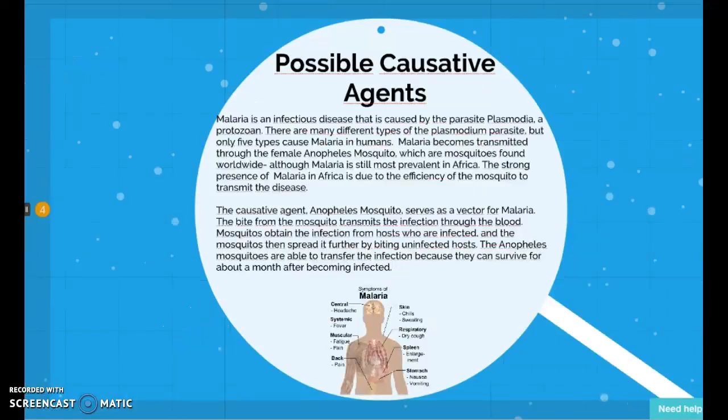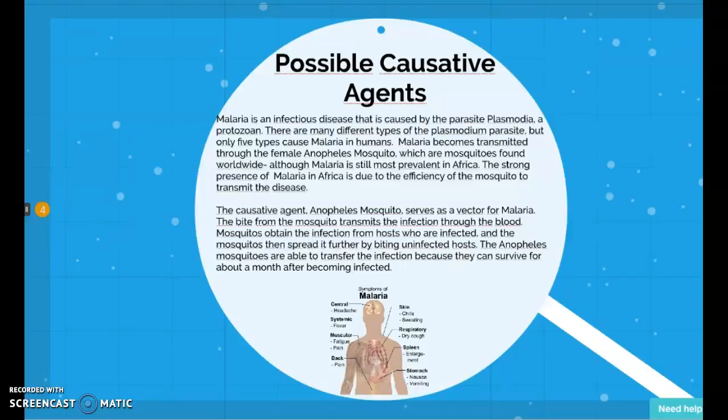Malaria is an infectious disease that is caused by the parasite Plasmodium, a protozoan. There are many different types of the Plasmodium parasite, but only 5 types cause malaria in humans. Malaria becomes transmitted through the female Anopheles mosquito, which are mosquitoes found worldwide, although malaria is still most prevalent in Africa. The strong presence of malaria in Africa is due to the efficiency of the mosquito to transmit the disease.